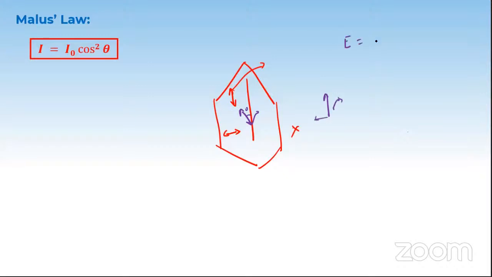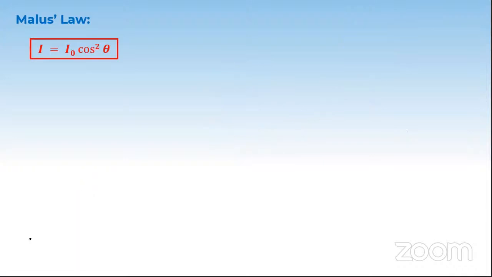So the outgoing is equal to E naught cos theta. If I square this, I get I is equal to I naught cos square theta. So this is how we get the formula. But don't worry about the derivation; you need to remember the formula and understand the concept.